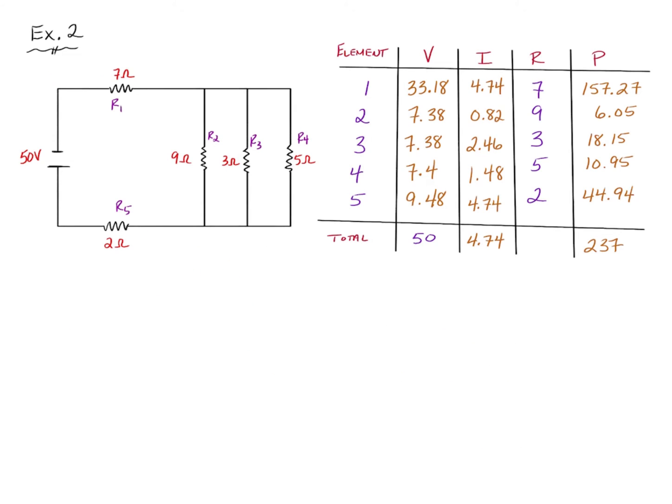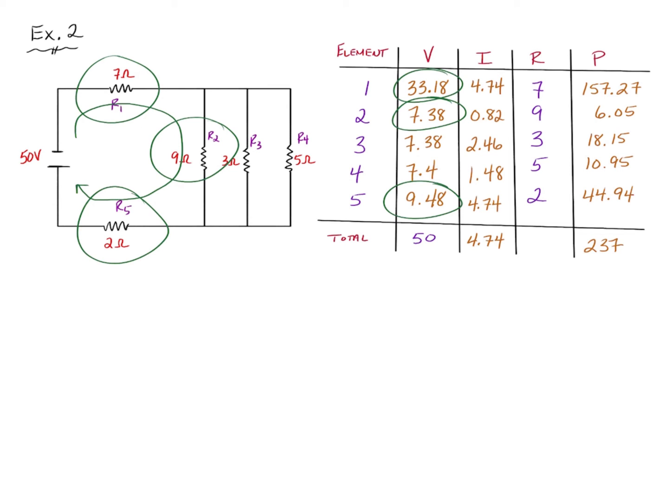To double check, we need to make sure that our voltage for any singular pathway adds up to our total voltage. So pathway 1, which is one option, will bring me through R1, R2, and R5. And if I take a look at R1, R2, and R5, and I add them together, I will find that that adds up to 50 volts. So I know that pathway 1 checks out.